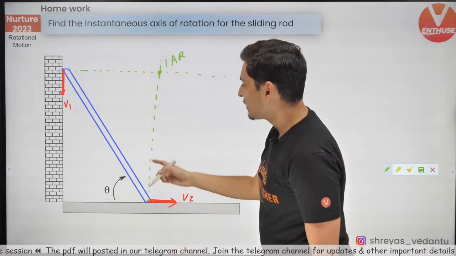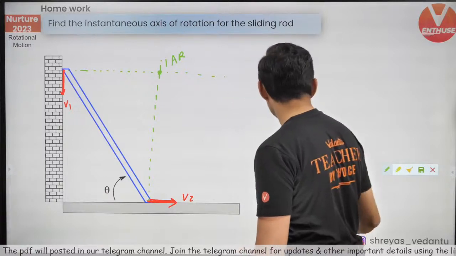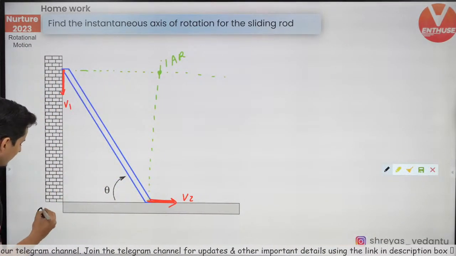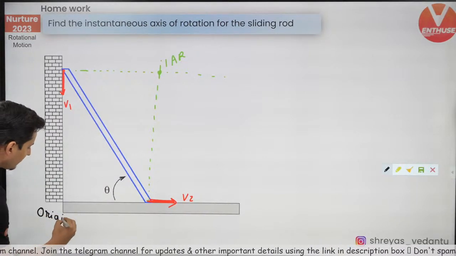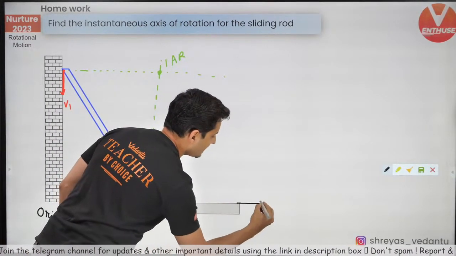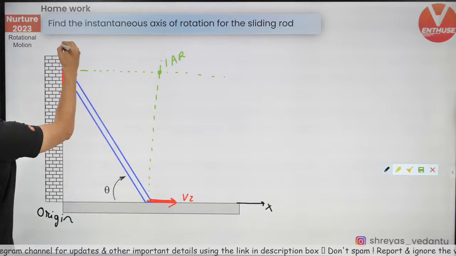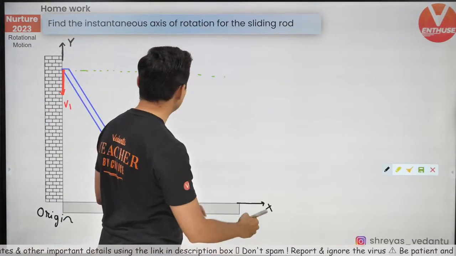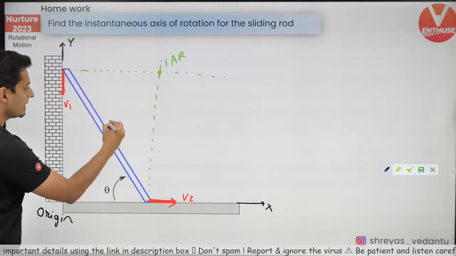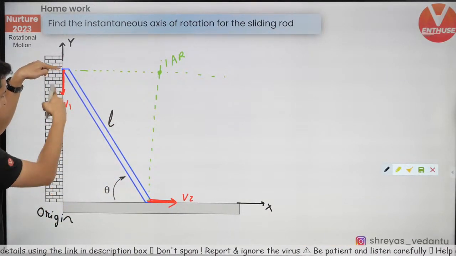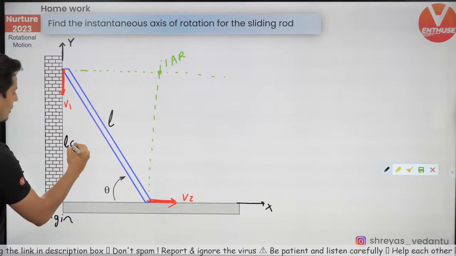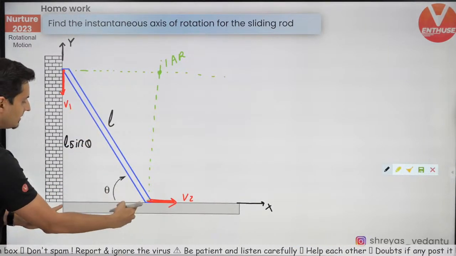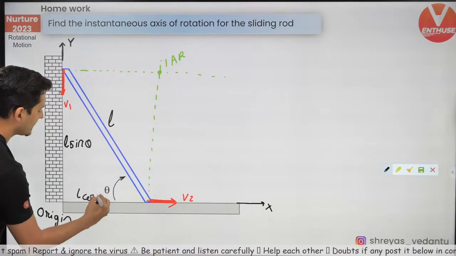Done. So if I take this as the origin, I'll get the answer in terms of coordinates in case we want it. So this is the origin, this is my x-axis, and this is my y-axis. I think I know what these lengths are. If this is theta, this is L. This height over here will be L cos theta. Sorry, my bad, this will be L sin theta, and this base will be L cos theta.